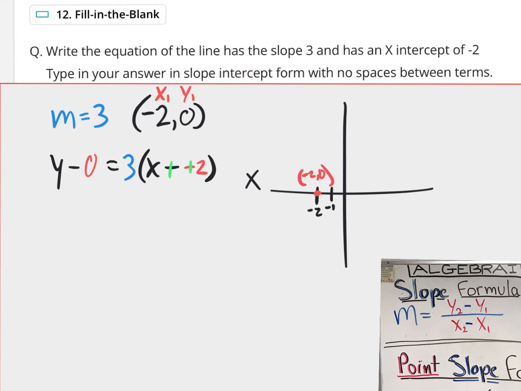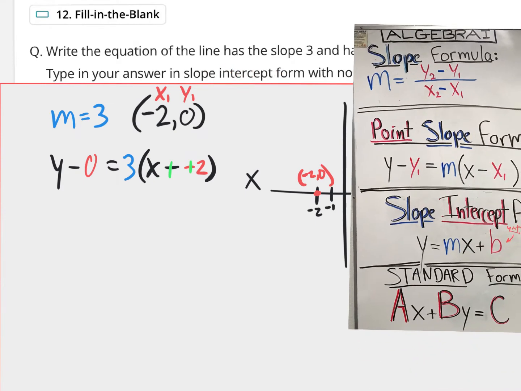Slope intercept is having y by itself equals mx plus b. Of course, slope intercept does not have parentheses. So we need to get rid of those parentheses. How? By doing distributive property. 3 times x is 3x. 3 times positive 2 is positive 6, and bring down the equal sign.